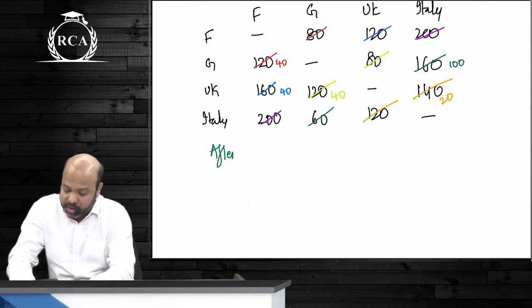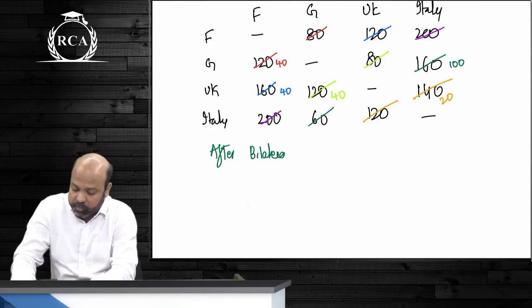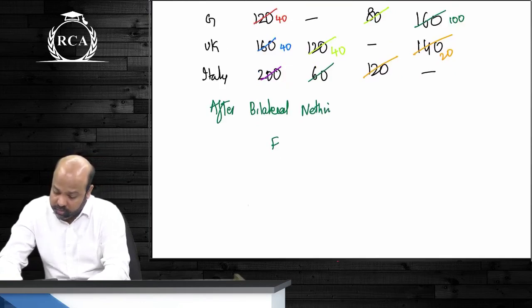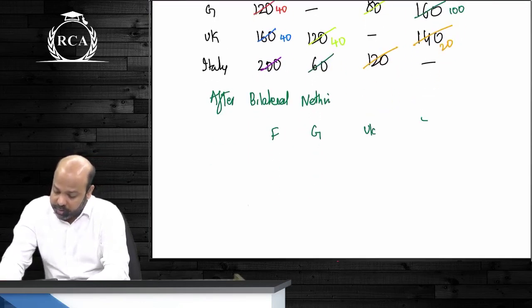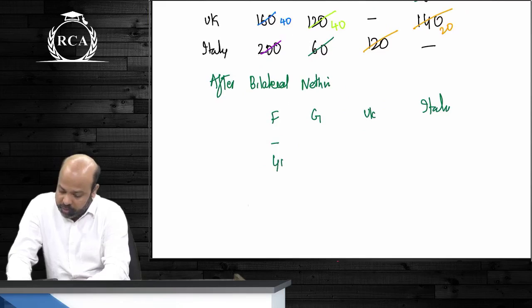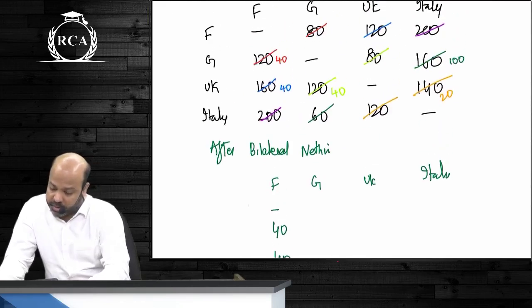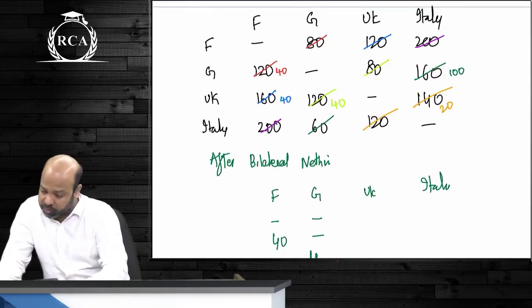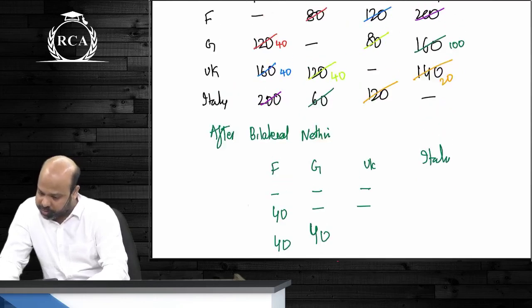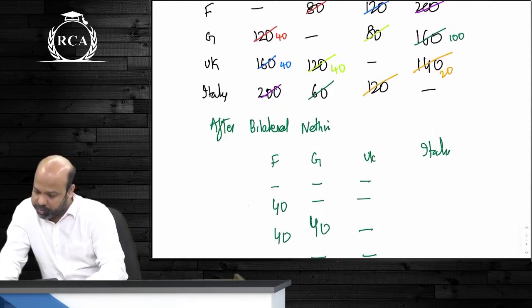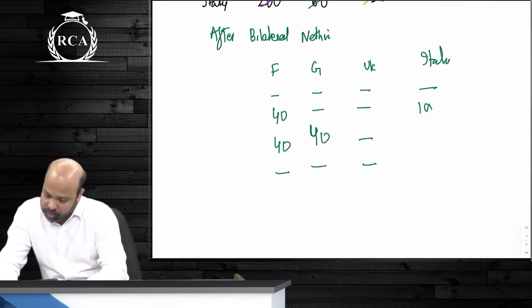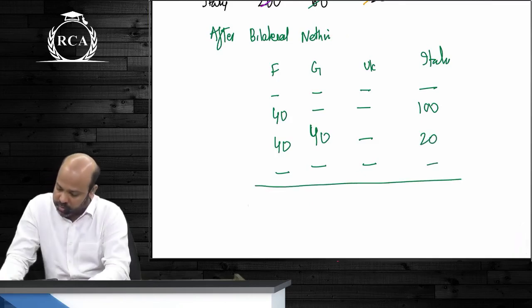So after bilateral netting, guys, what will be the figures? France, Germany, UK and Italy: dash, 40, 40, dash. Germany, dash, 40. UK, dash, 0. Italy, dash, 120. This way the total payment is as such, guys.